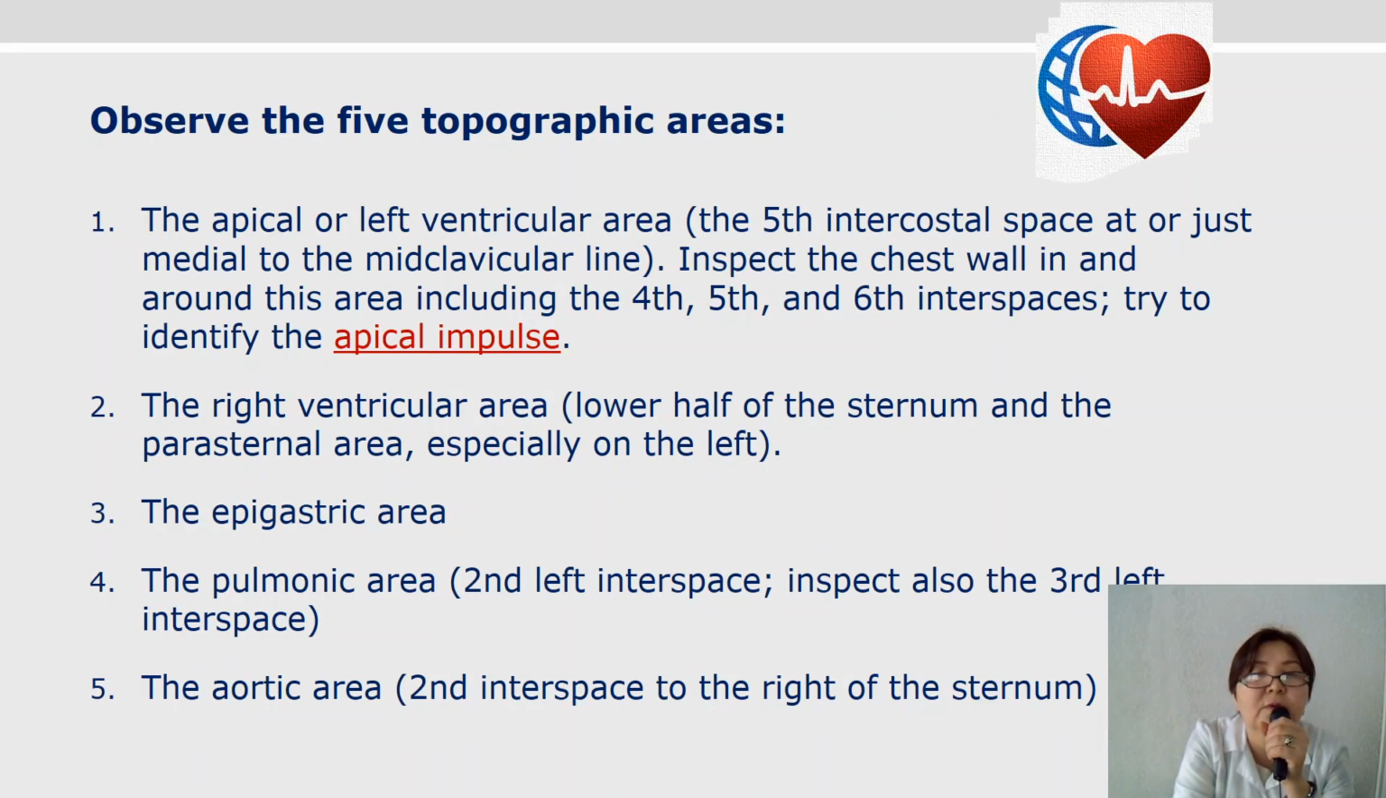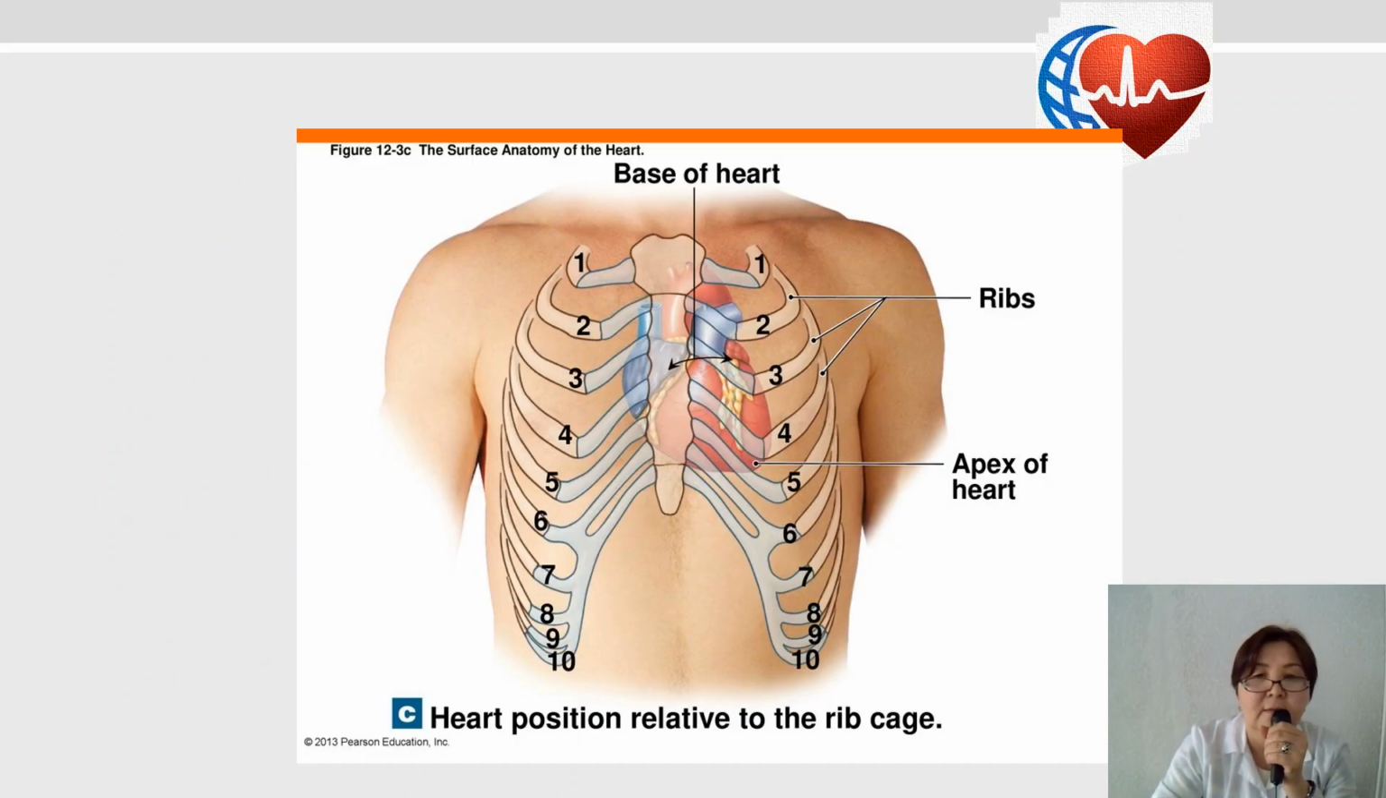Observe the 5 topographic areas. The apical or left ventricular area is the 5th intercostal space at or just medial to the mid-clavicular line. Inspect the chest wall in and around the area including the 4th, 5th, and 6th interspaces. Try to identify the apical impulse. This is the left ventricular area. So we should inspect the 4th, 5th, and 6th intercostal areas.